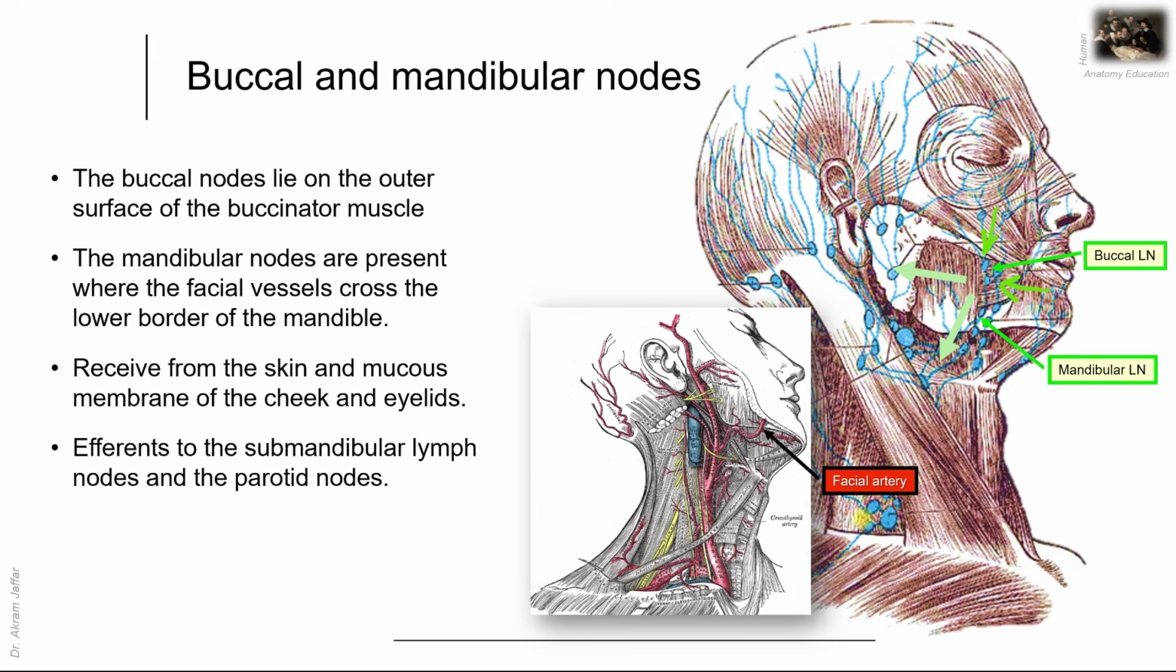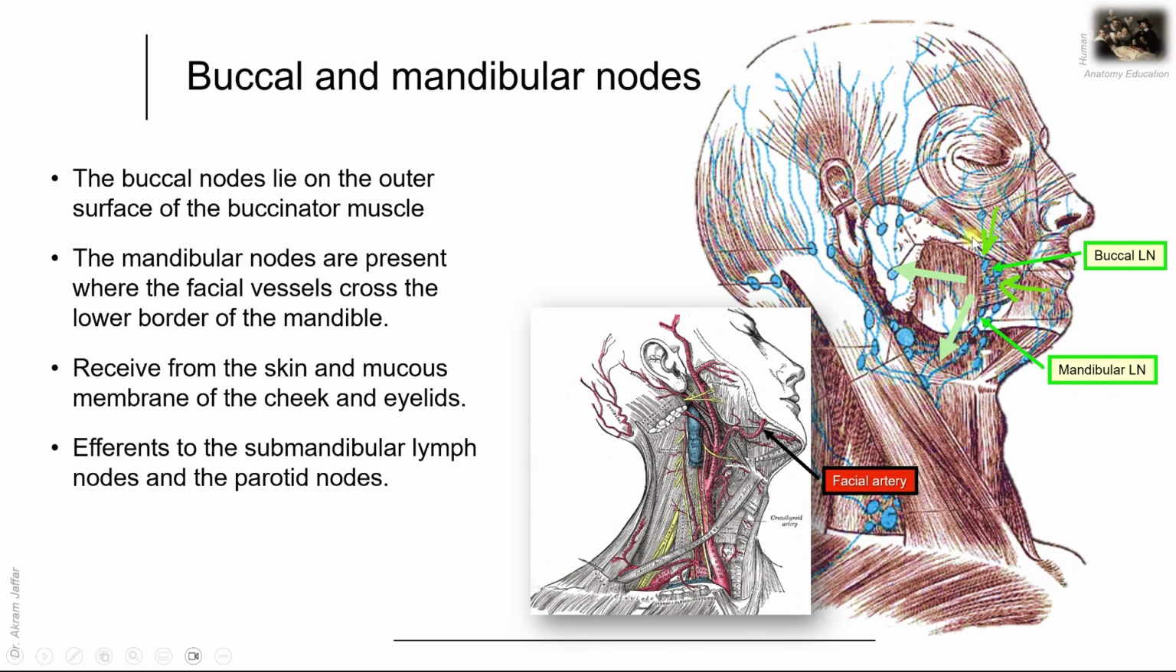And so the buccal nodes are located on the outer surface of the buccinator muscle in the cheek. And the mandibular nodes are very small nodes present where the facial artery crosses the lower border of the mandible in front of the masseter muscle. These are called mandibular nodes. Both of them, the mandibular and the buccal, receive lymph from the skin and mucous membrane of the cheek, the buccal mucosa, I mean, as well as the eyelids.